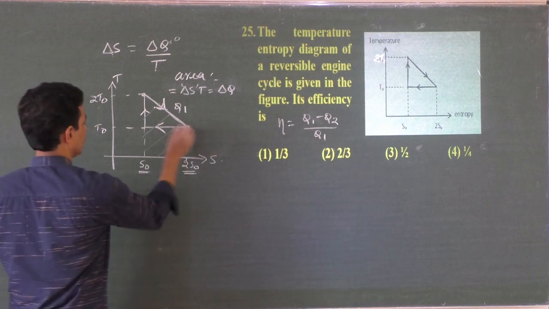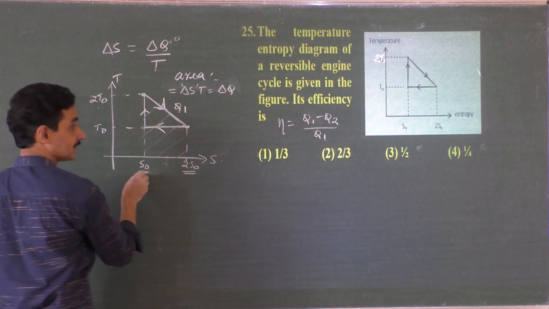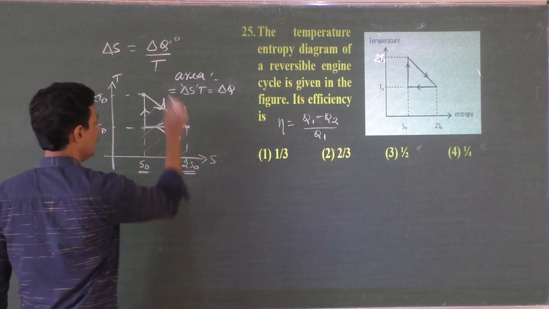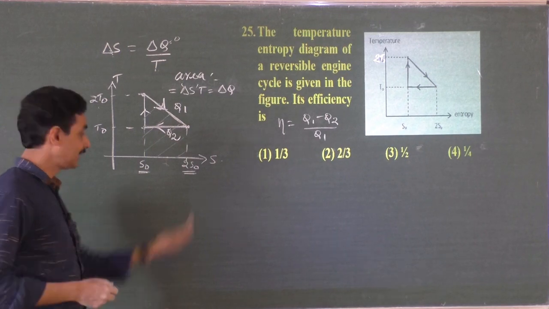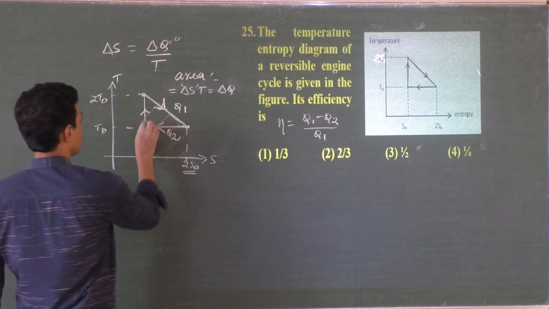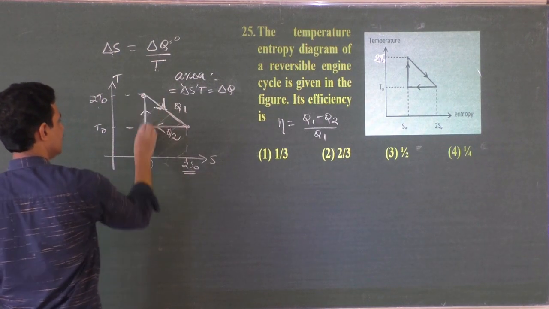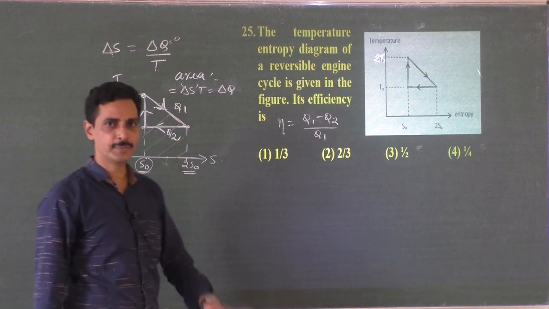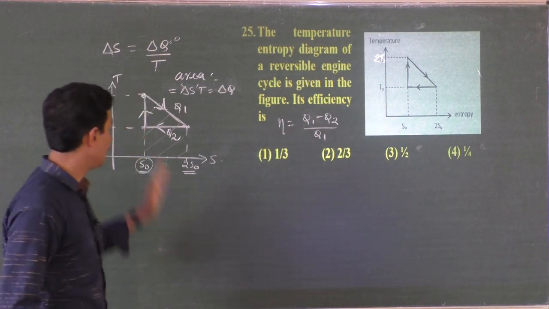What about from here to here? When you move from here to here, entropy has decreased. That means heat energy must have been given out, Q2. So from 2S naught to S naught, there is a decrease in the entropy, heat energy must have been given out. What about from here to here? No change in the entropy, S naught, S naught. That means in this part, heat energy is neither absorbed nor given out. So nothing is involved in this graph.